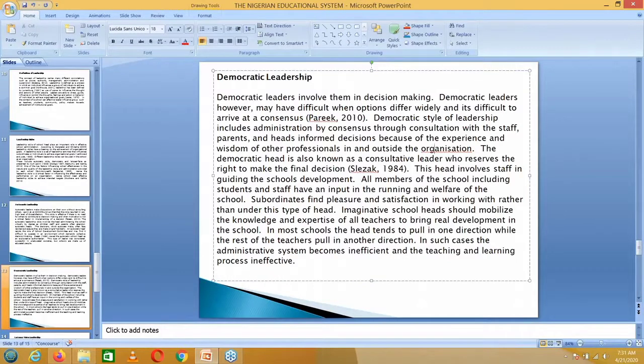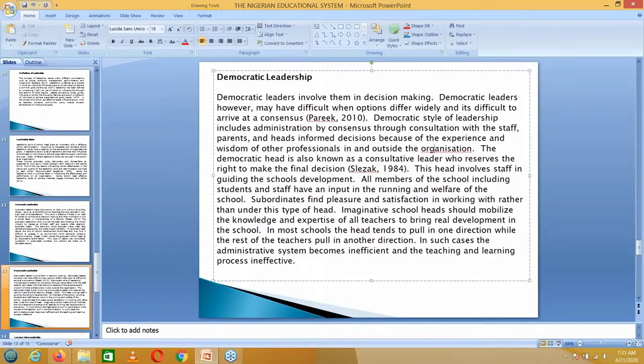An imaginative school head should mobilize the knowledge and expertise of all teachers to bring real development in the school. In this type of leadership, the school tends to develop more because everybody is there to bring out suggestions and use their skills in the development of the school.